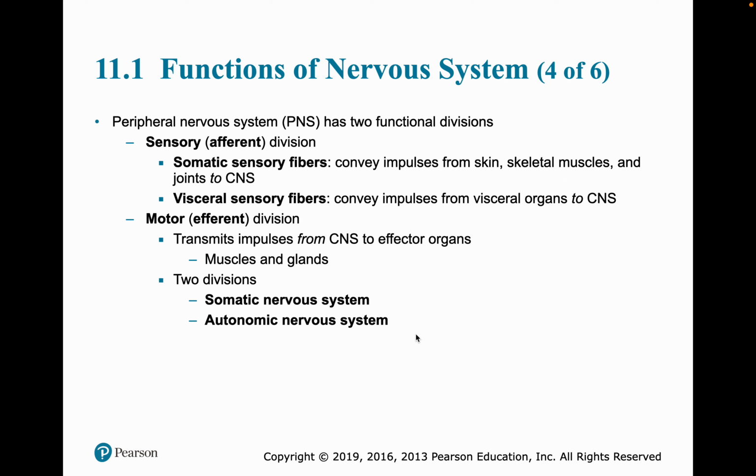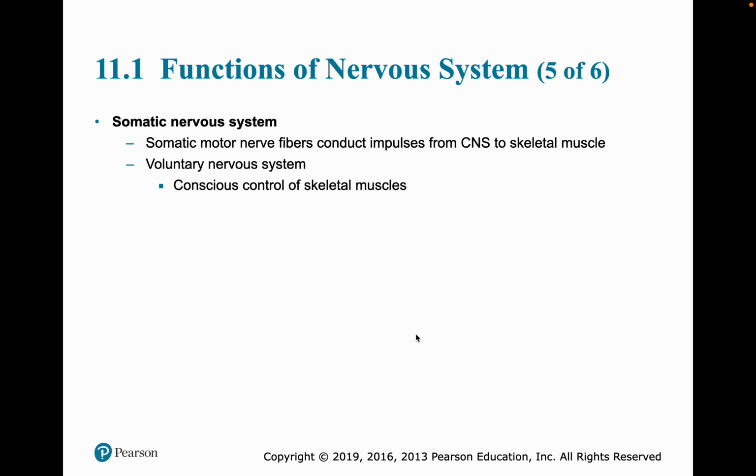And those things have to be not only turned up sometimes, they also need to be turned down sometimes. So when we look at the autonomic nervous system, we'll find that it has two divisions within it. But the somatic motor nervous system conducts impulses to skeletal muscles. We've already looked at these when we looked at the muscular system. They are our voluntary nervous system. They give us conscious control of skeletal muscles.